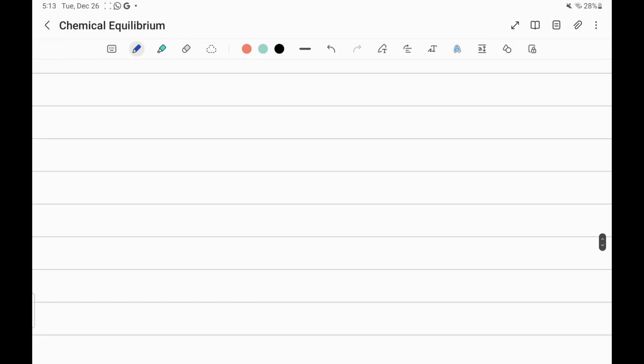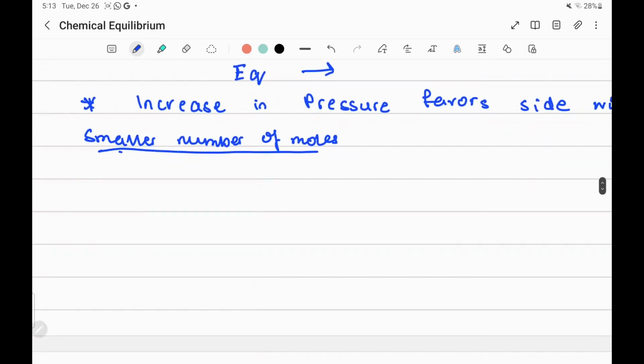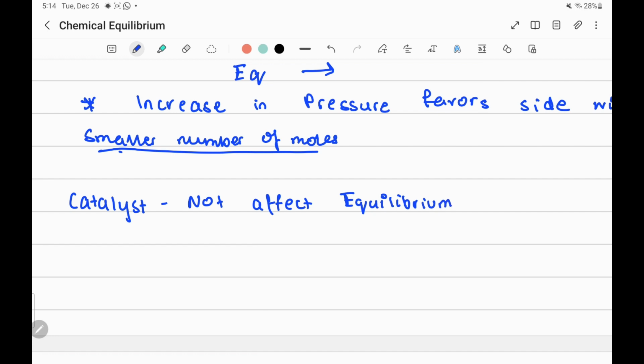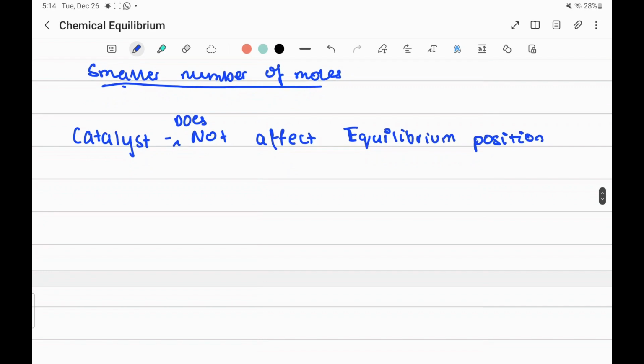Oh, that reminds me. One thing that you do need to remember is that a catalyst does not alter or affect equilibrium position. It only ever increases the speed or rate of reaction. It does not partake in the reaction. It does not alter the position of equilibrium. It only increases the speed of the reaction.